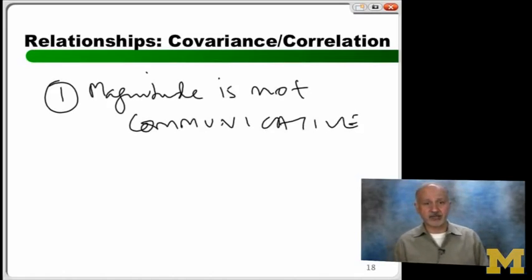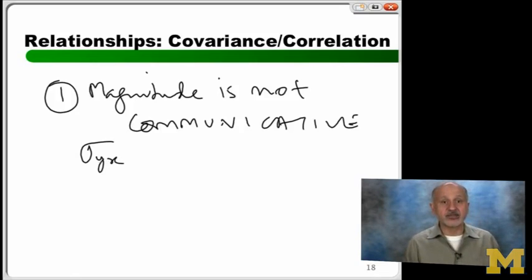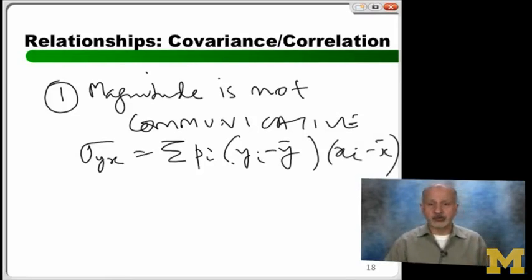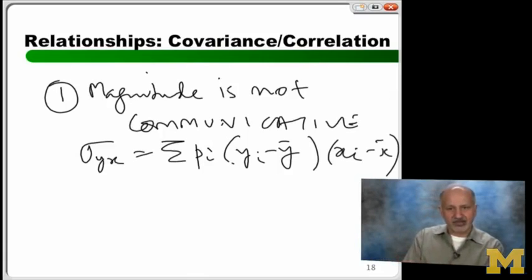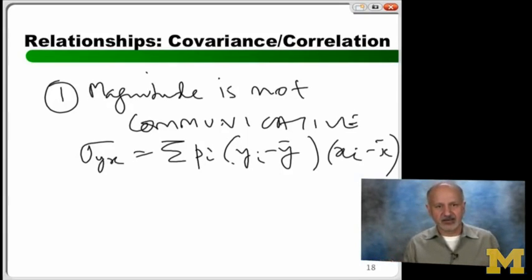Let me take a corn example. So it's called sigma yx. Covariance of y with x is this, summation p_i (y_i minus y bar)(x_i minus x bar), right? It's very important to take deviations from normal behavior. That's why I said when I smile, what is my normal behavior? No smile, right? Okay, that's fair. And the probabilities are in there, right?